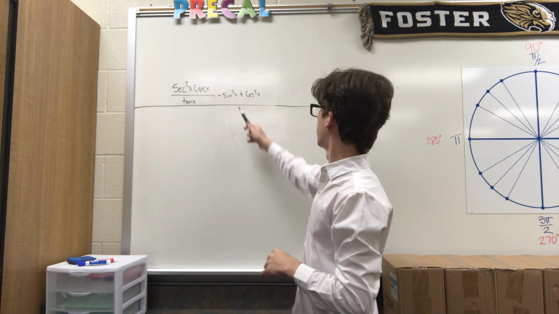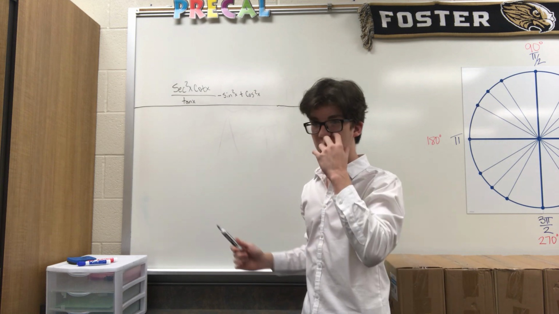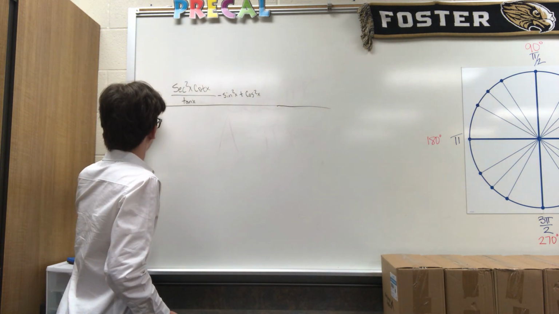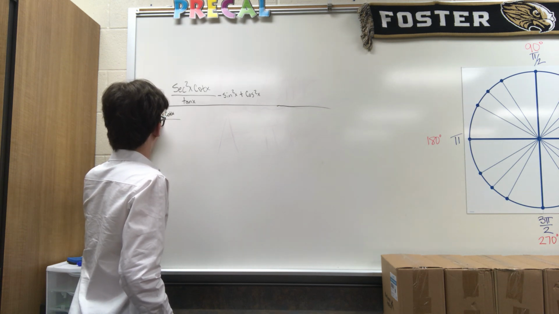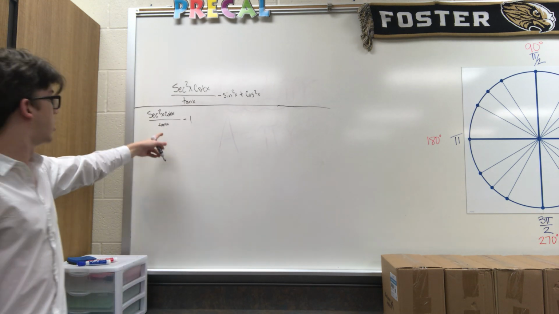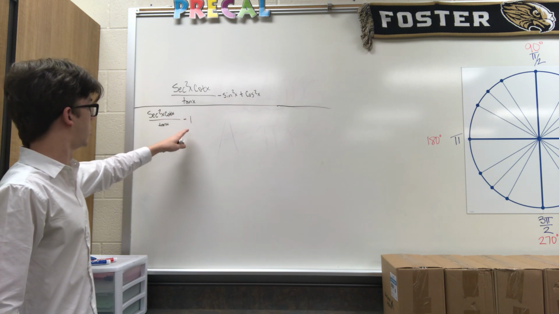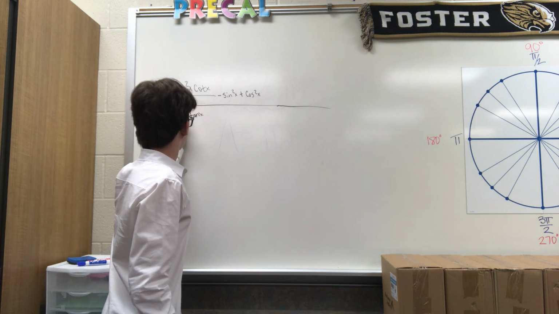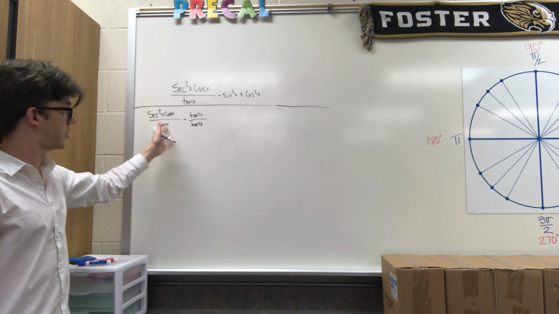First thing you want to do is take this sine squared plus cosine squared and turn it into 1, because that's a Pythagorean identity. Now we have this, and I want to make common denominators so we can turn this all into one fraction. So we can take this 1 and make it tan x over tangent x. And now we can combine the two fractions.